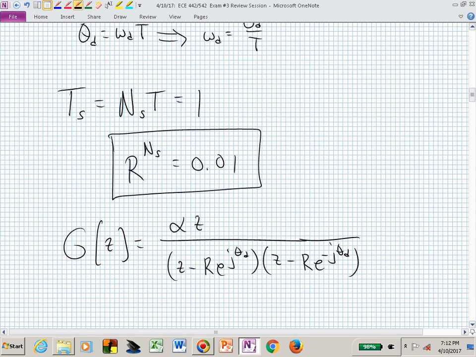And you'll need to be able to do that on the exam. Start with a transient response and create a transfer function, a second order transfer function, G of Z.